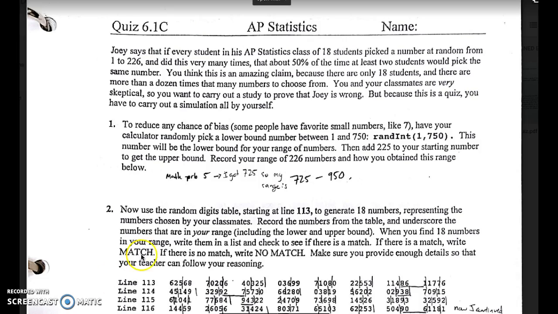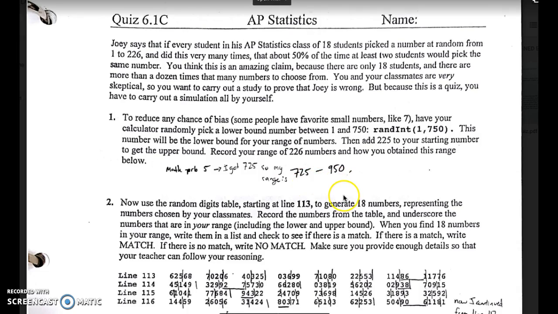So basically, what I did is on my calculator, I did math probability 5, which is the random integer command. Put 1 comma 750, close my parentheses, hit enter, and it told me 725. So when I added 225 to that, I got 950. So my range is 725 to 950.